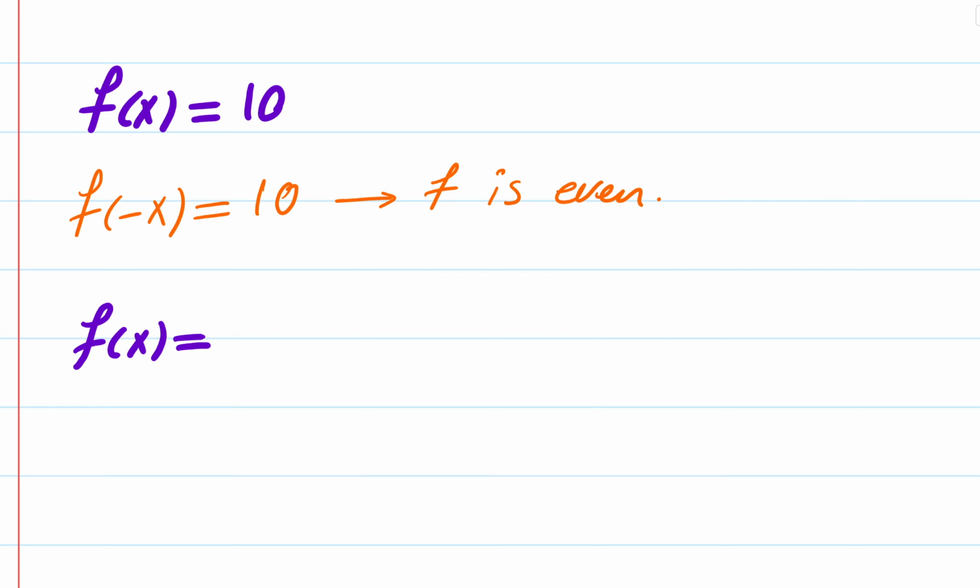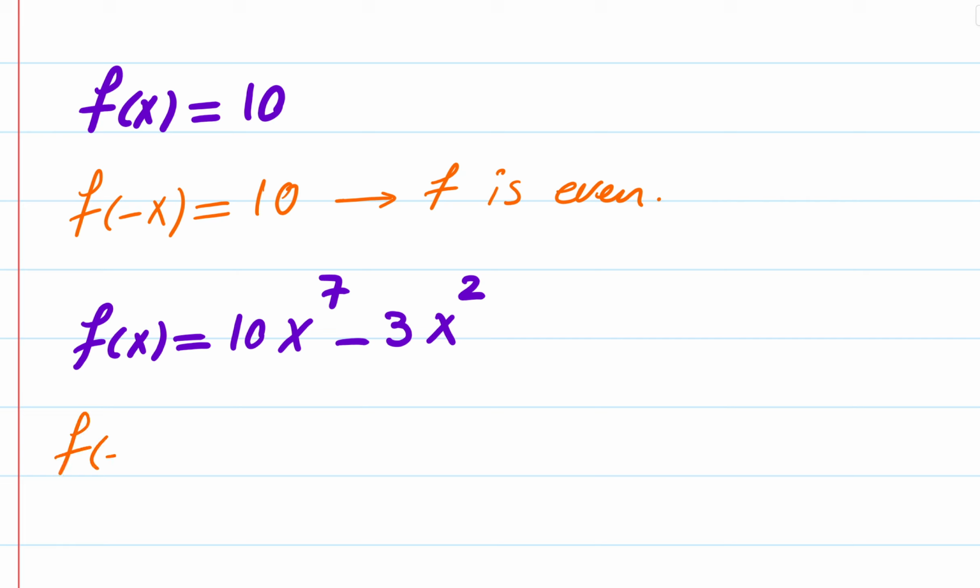Consider this function. f of x is 10x to the power 7 minus 3x to the power 2. What do you think about this function? Without checking f of negative x, we see that one exponent is odd and the other one is even. So basically this function is not even, and it's not odd.